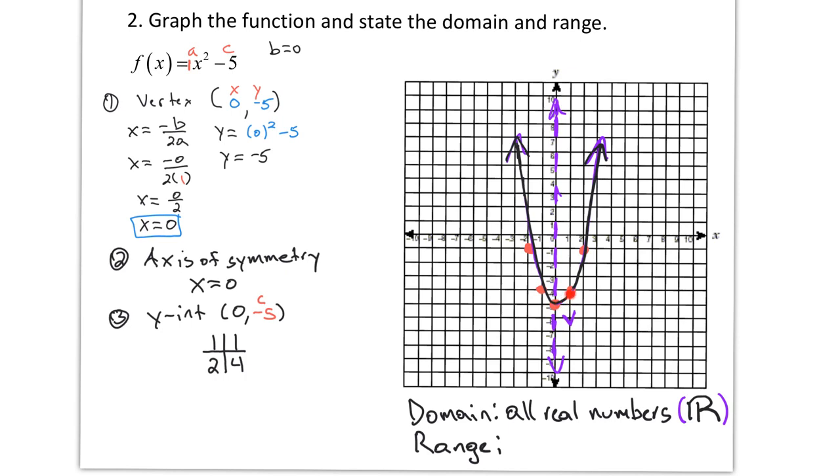So the parabola is going up from the vertex. When it's going up from the vertex, what it means is the y values have to be greater than the -5 in the vertex. Now the vertex goes through the -5. So the y values have to be greater than or equal to -5. So that's what it means. When the parabola is going up, we use a greater than for our range.